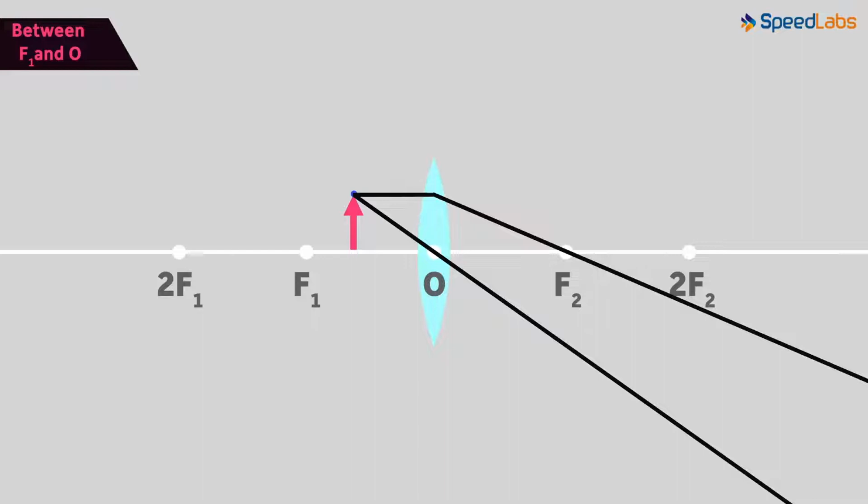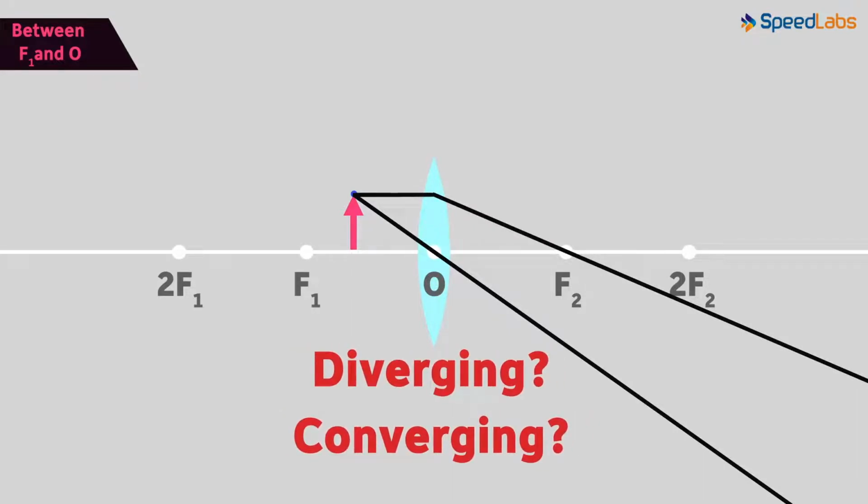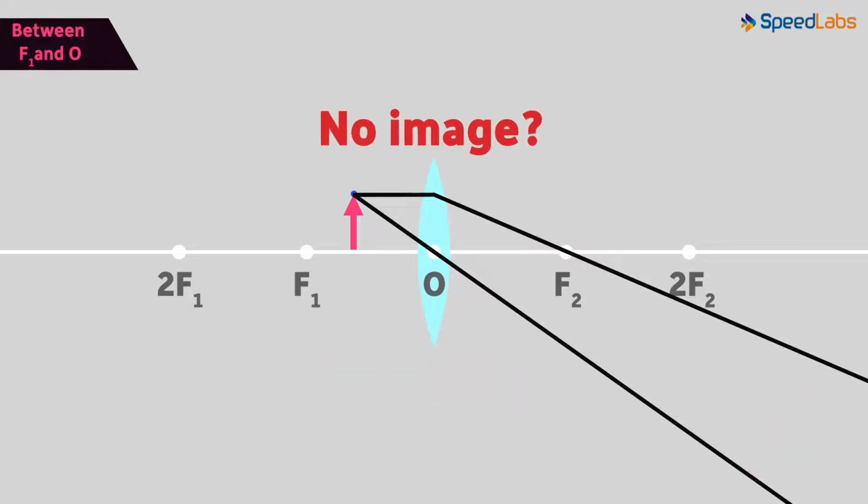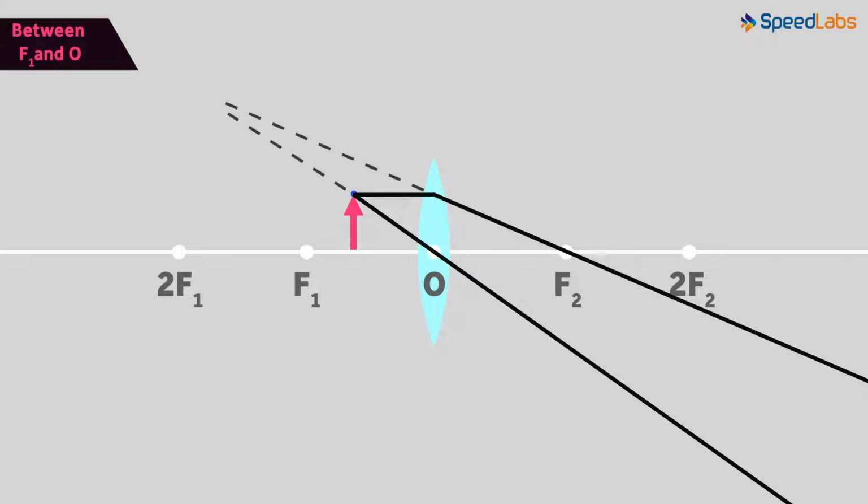Did you observe something? Are refracted rays diverging or converging? Well, they are diverging. It means they are moving away from each other. Does that mean no image is formed in this case as well? Actually, an image is formed. If you extend both the rays backwards, they meet at a point, and this is the location of the image at the top point of the arrow. If I join this point with the principal axis, then I get the complete image.